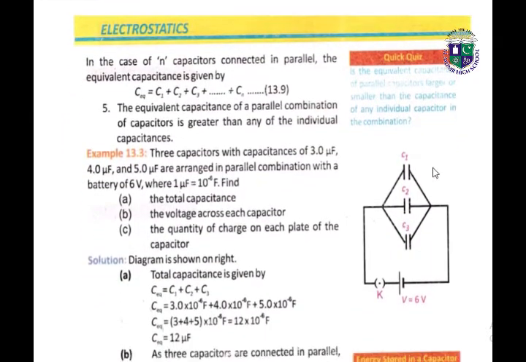Next, students, these are all the properties of parallel capacitors. The next property is that in case of n capacitors connected in parallel, the equivalent capacitance is given as C1 + C2 + C3 up to Cn. So it is our equation number 13.9. Number five characteristic is the equivalent capacitance of a parallel combination of capacitors is greater than any of the individual capacitances.